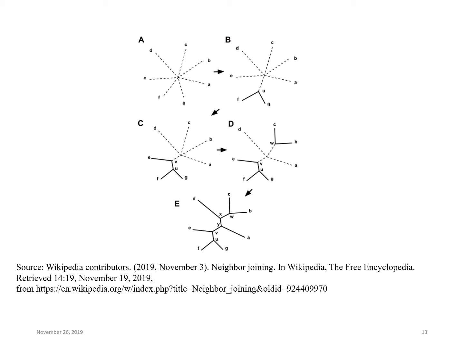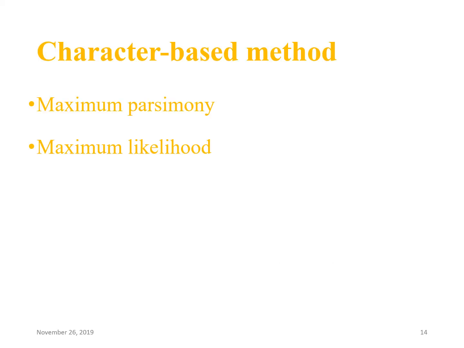This is how a tree made from the neighbor joining method would look. In the neighbor joining method, we find neighbor pairs that minimize total branch length at each stage of clustering. Now coming towards character-based methods. The two methods are maximum parsimony and maximum likelihood.